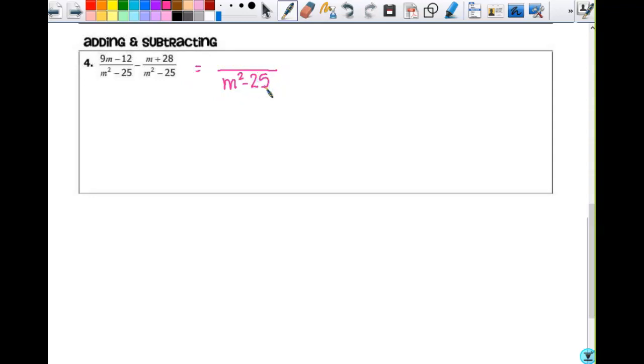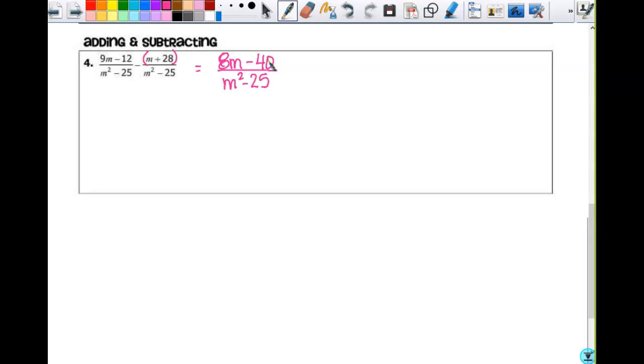So then in the numerator, I'm just going to go ahead and subtract. So 9m minus m is 8m. And then what's going to come after my 8m? Is it a positive 16? No, why not? When I'm subtracting everything, even though there's not parentheses there, I'm actually subtracting all of that. So not only do I have to subtract this m, but then it's negative 12 minus 28, so I get a negative 40.